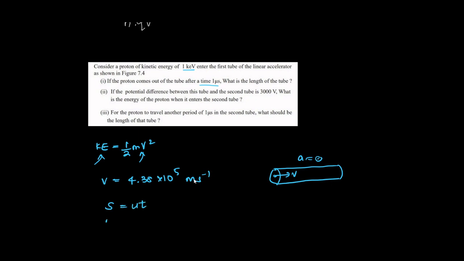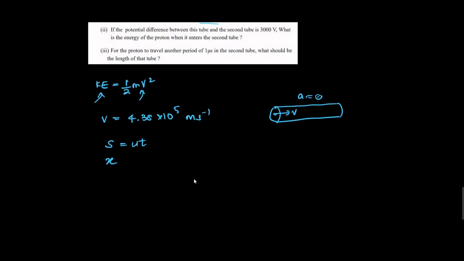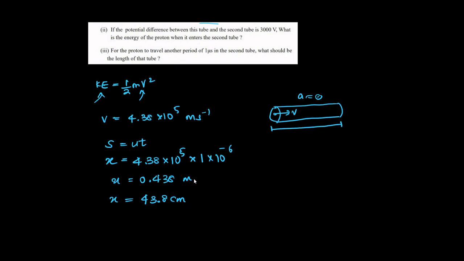is equal to ut. Let's consider the length of the tube to be x, then the speed is 4.38 into 10 to the power 5, and time is 1 into 10 to the minus 6. So we get the length to be 0.438 meters. So in centimeters, it is 43.8 centimeters. So the length of this tube has to be 43.8 centimeter. So that's the first question.